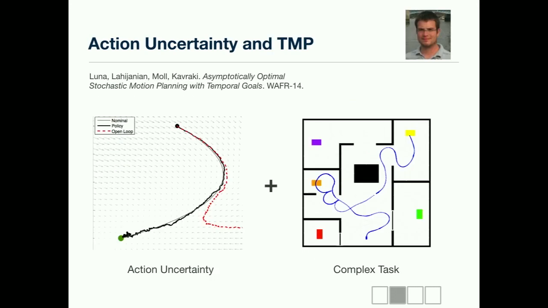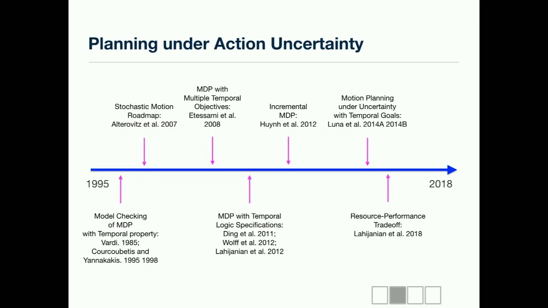Lots to be done. Let's look at action uncertainty and the task and motion planning problem. When we have action uncertainty, we all know that we are going to deviate from a path. And when you have a task to complete, then you want to increase your chances of completing the task, given your action uncertainty. Again, a problem that has been looked at by various people.